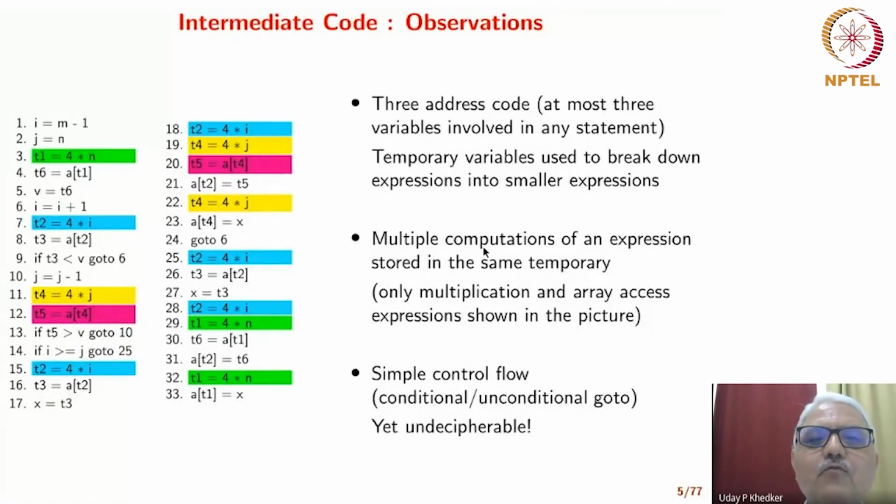This is different from what Aho Sethi-Ullman's book says. This is a different philosophy that I'm using. It makes it easier for us to identify an expression simply by its temporary variable. Okay, so we have very simple control flow, and yet it's difficult to understand.